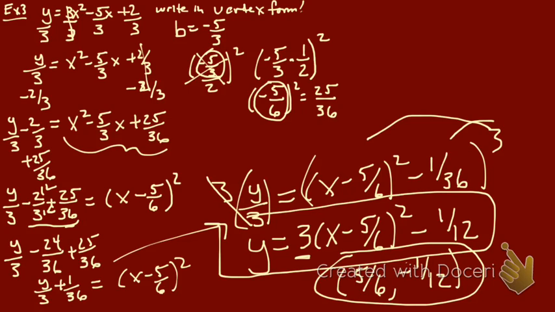By the way, easy to double check. At least make sure that your a value, 3, matches the original a value, which was 3 in the beginning. That's a quick thing to just double check to make sure you did it right.